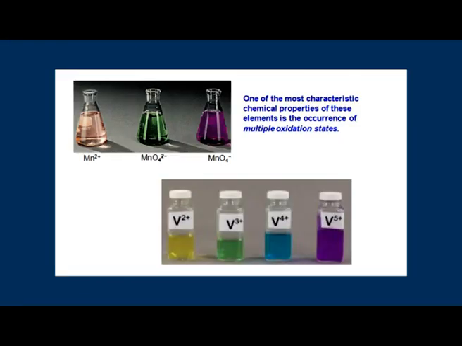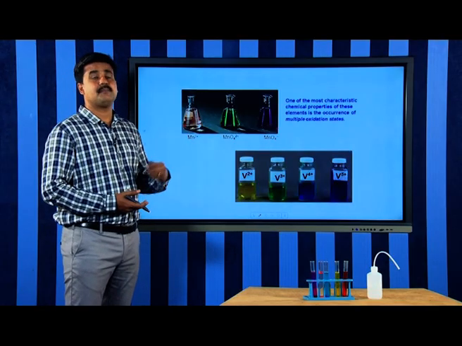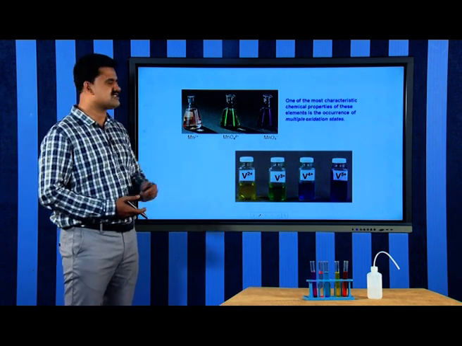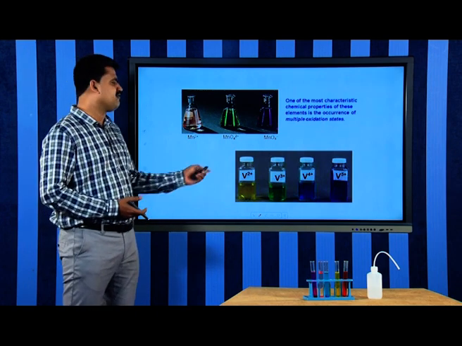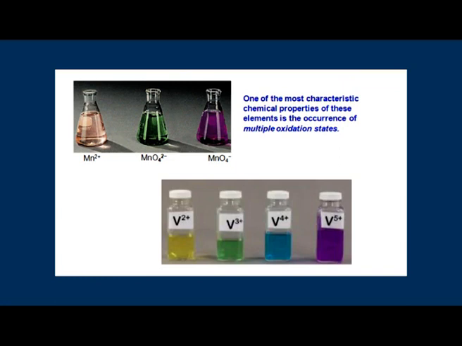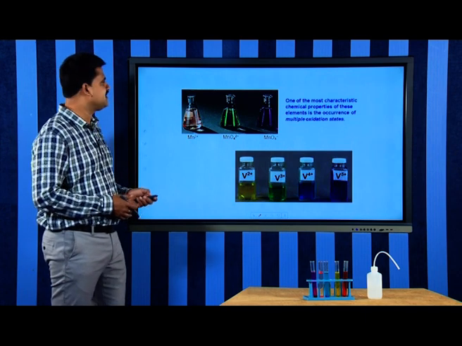The first and most important feature is their possibility to exhibit different oxidation states. That is, the same element can exhibit multiple oxidation states. The picture represents different oxidation states of compounds of vanadium. Vanadium can exhibit 2+ state, 3+ state, 4+ and 5+ state. Similarly, manganese shows a wide variety of oxidation states. This is an important peculiarity of transition metals.